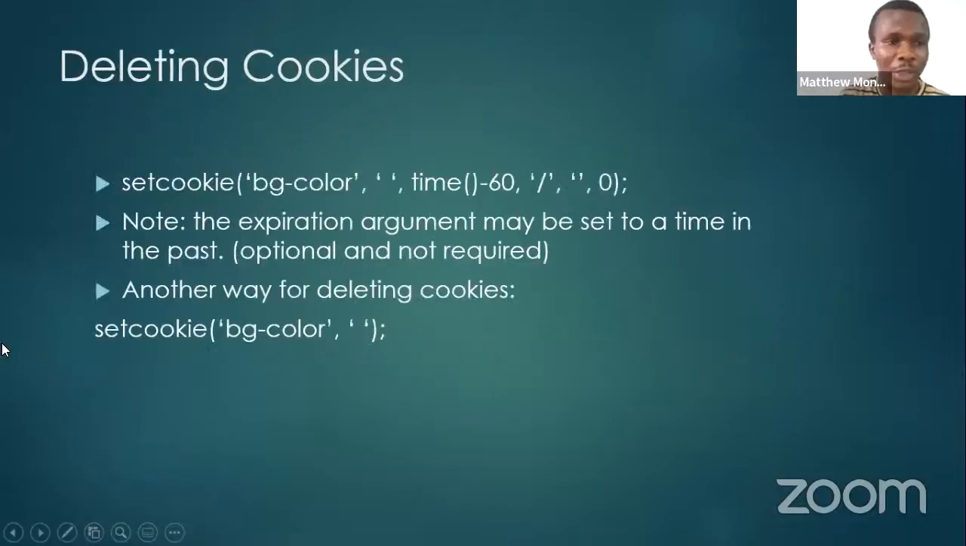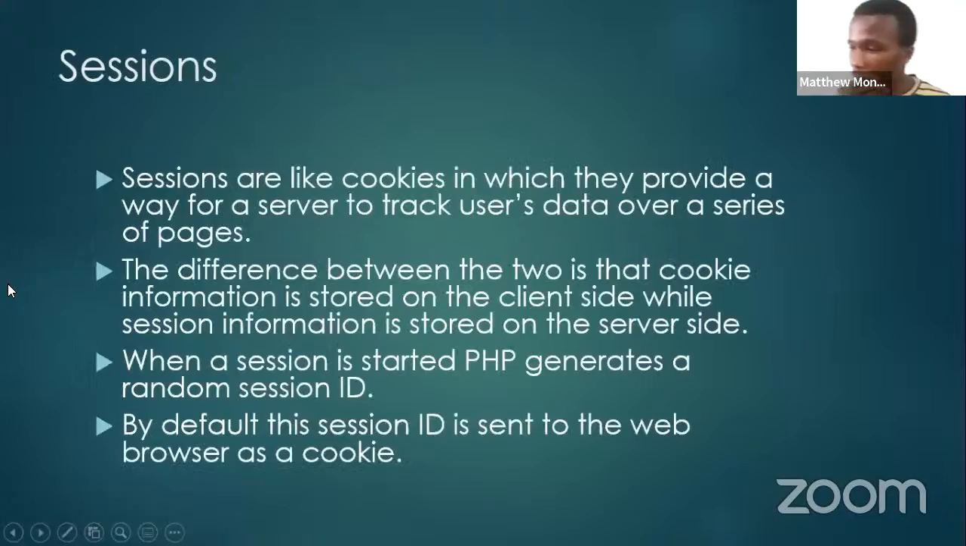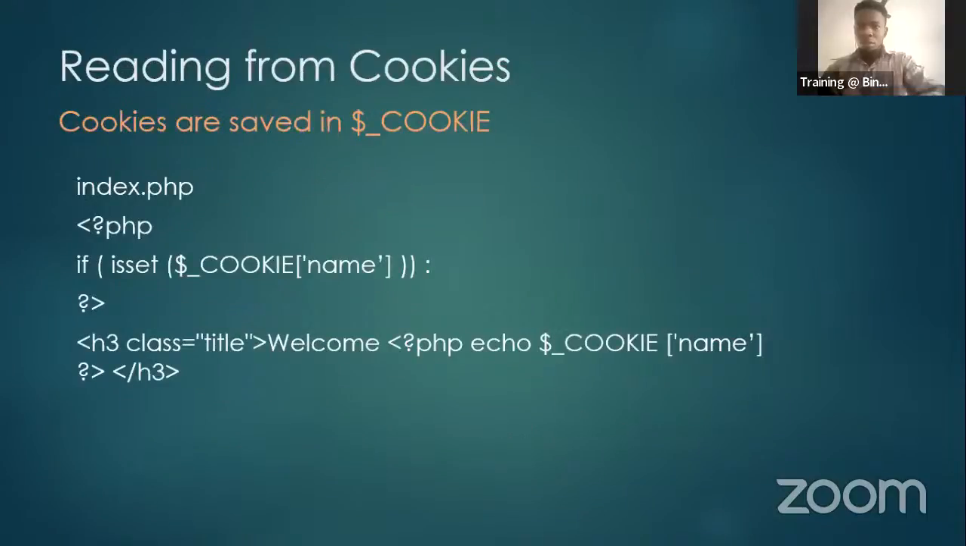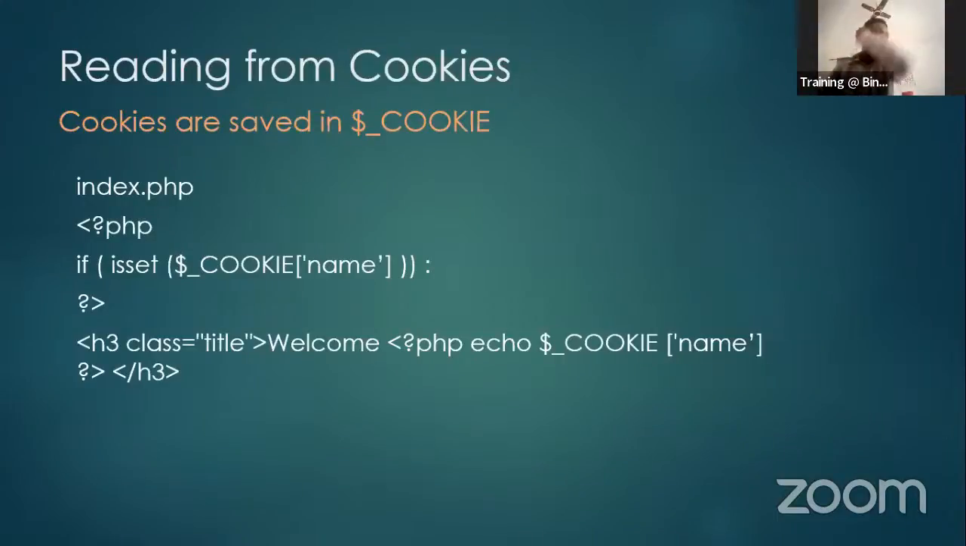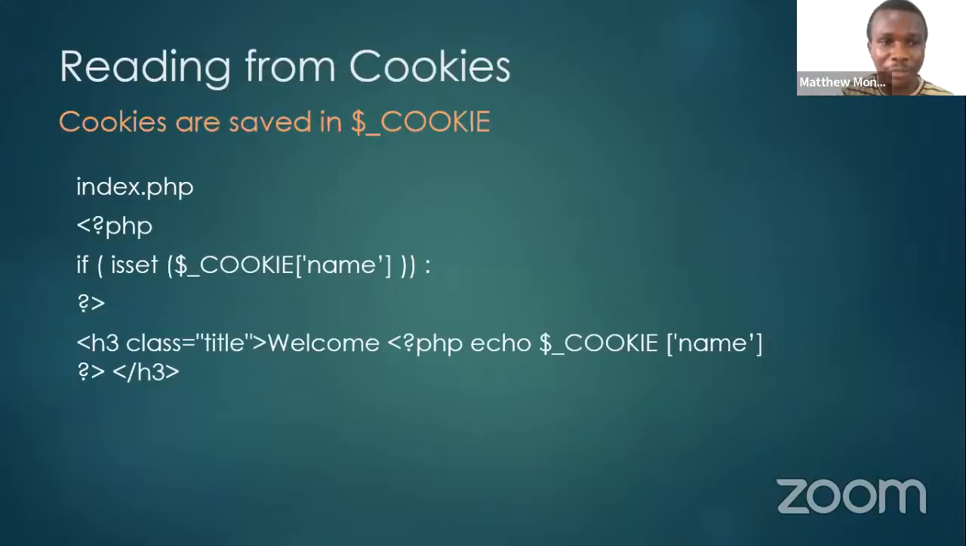So how can you read the cookie after creating it? You do this by simply using the array cookie. That is where all the values have been saved. Now, when you use the array, you can pass the name which you used to store it at the point of creation. Now we are trying to retrieve that name we saved earlier on.